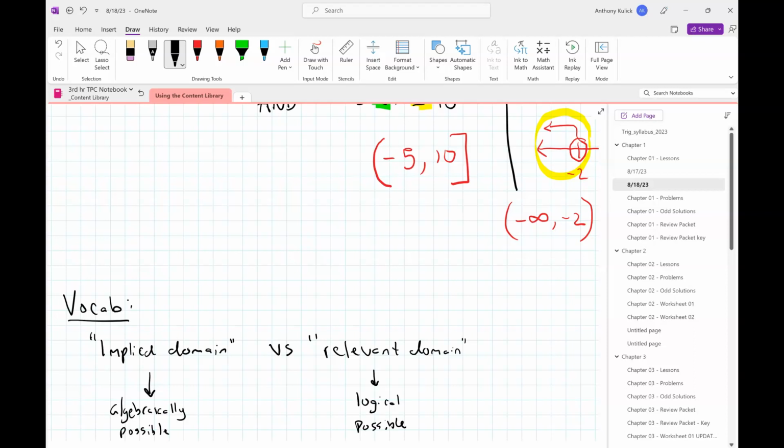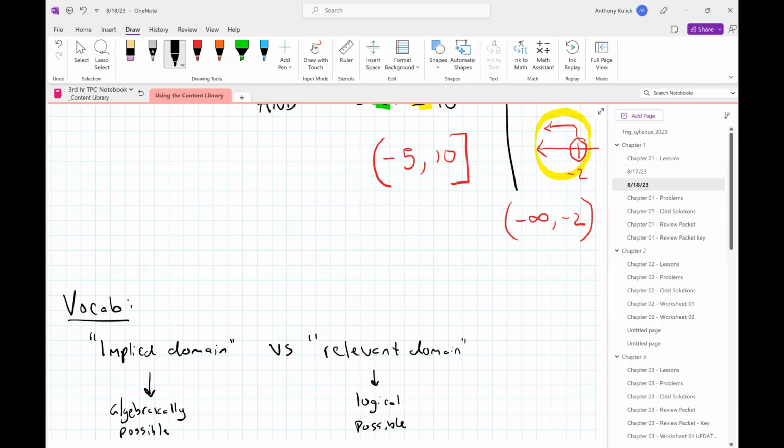So our implied domain is going to just be the values that are algebraically possible. They're going to be the values of x that I can plug into the equation, whatever the equation is, regardless of context, that give me a defined output.